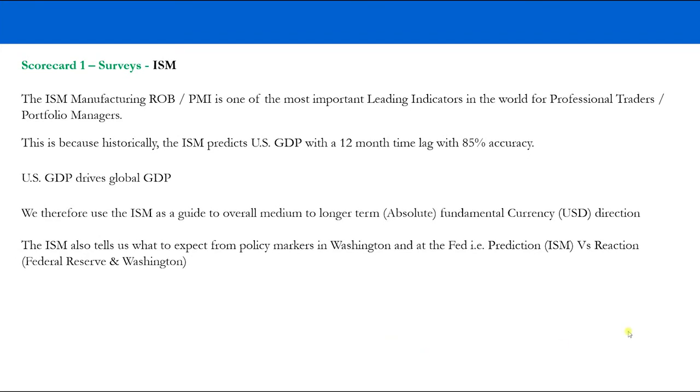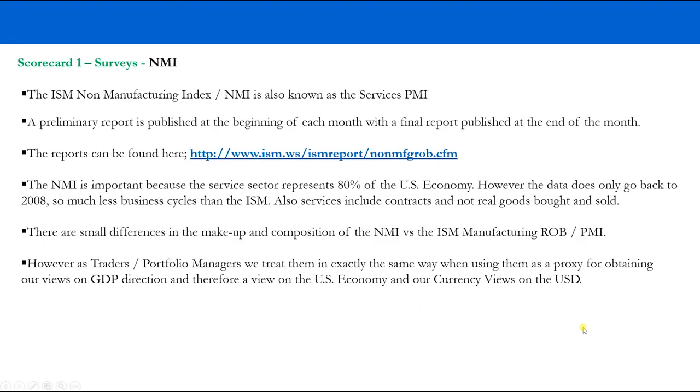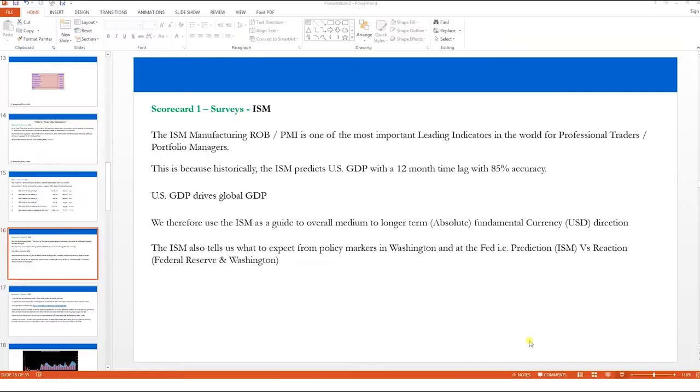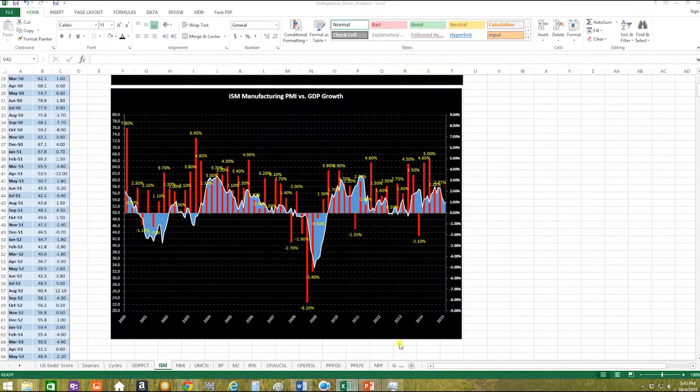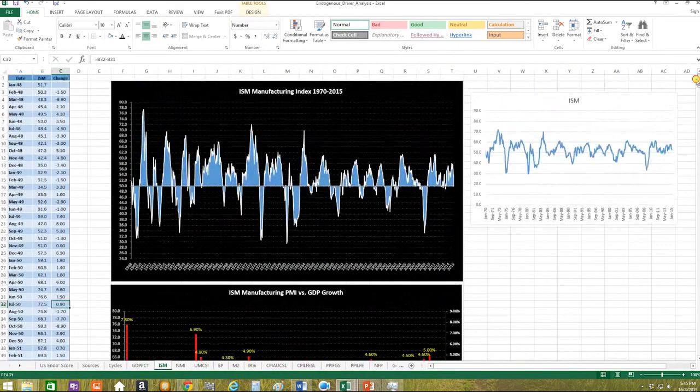Okay, so that just about covers the ISM Manufacturing Report on Business or Purchasing Managers Index. In terms of our drivers, let's have a look at our next driver. So now we're going to look at the ISM Non-Manufacturing Index, or the NMI, which is also known as the Services PMI. So we're not looking at the manufacturing sector now in the US, we're now looking at the services sector. And all you have to do is go into the endogenous analysis sheet here, and you can see we have our ISM analysis there.